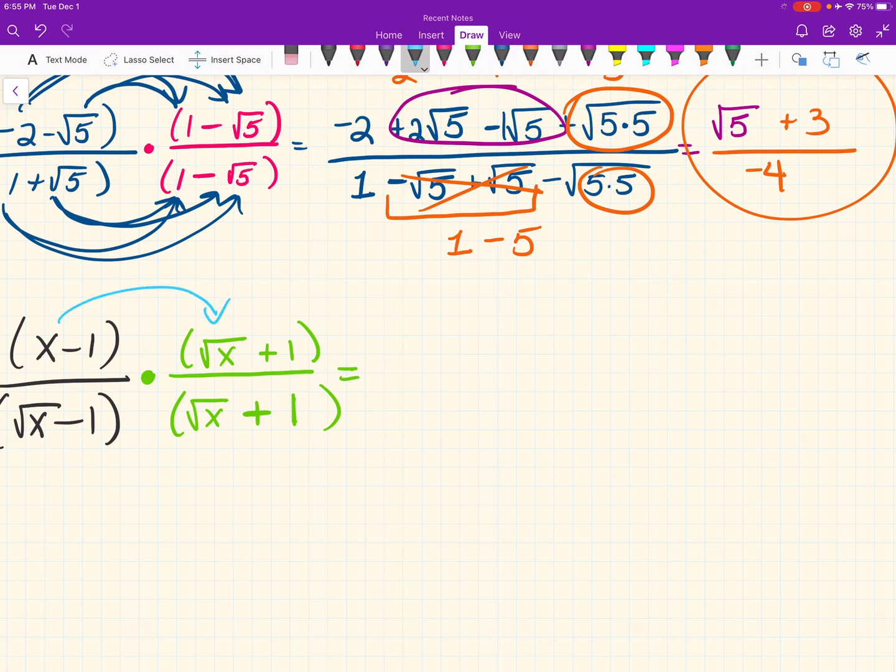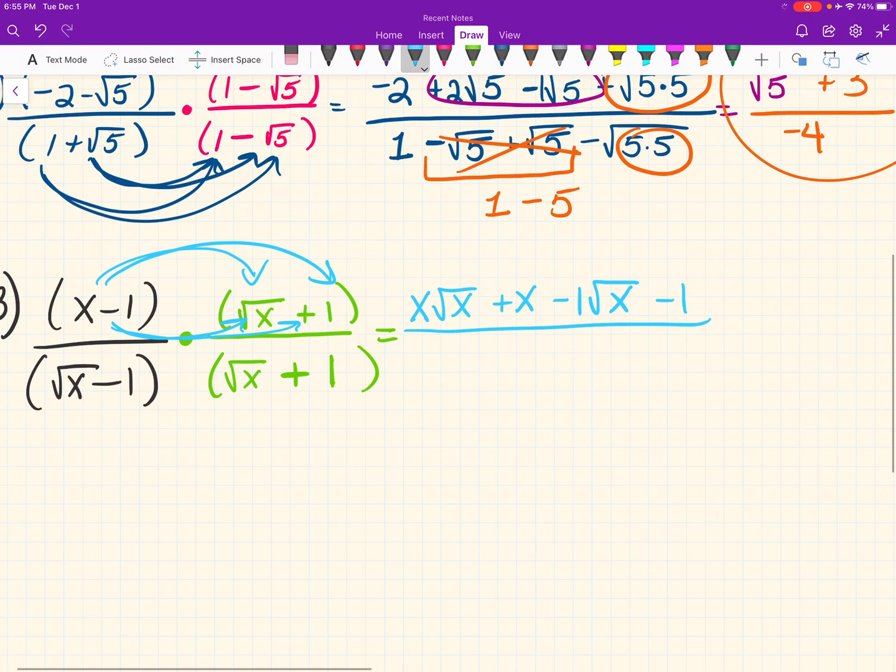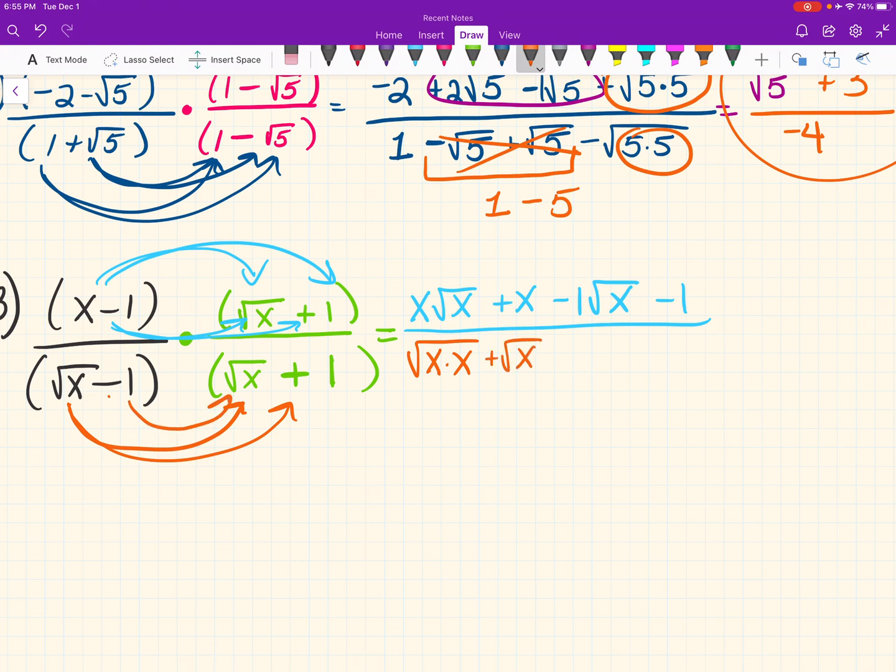X times square root of x, that's ugly, is x root x. X times 1 is just an x. Negative 1 times x is negative 1 root x. And negative 1 times 1 is negative 1. Nothing is going to simplify in that numerator, and I'll tell you why in a minute. In the denominator, square root of x times the square root of x is really x. Square root of x times positive 1 is positive square root of x. Negative 1 times the square root of x is negative square root of x. And then negative 1 times 1 is negative 1.